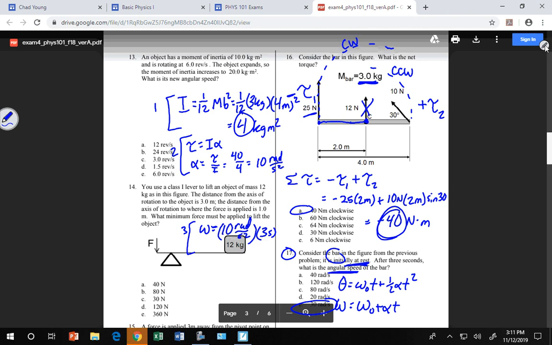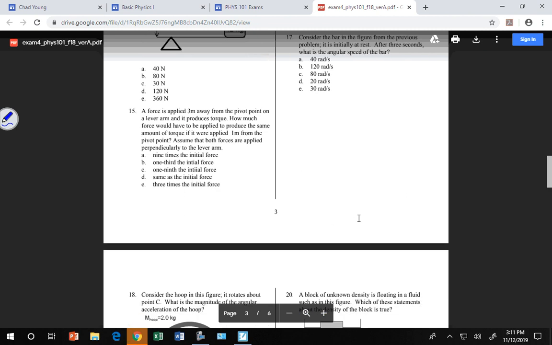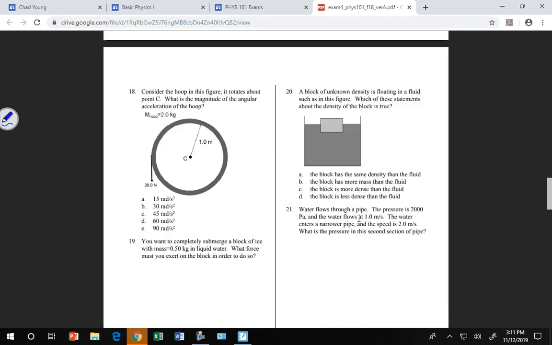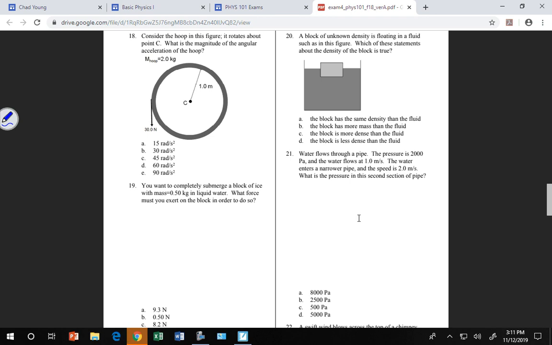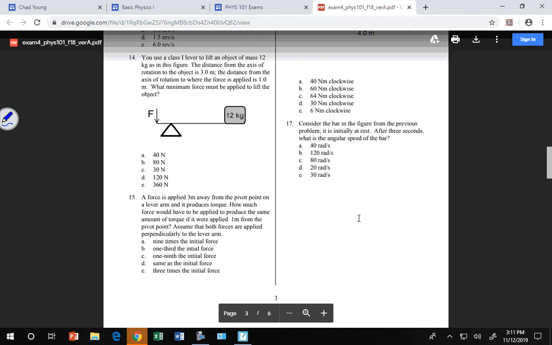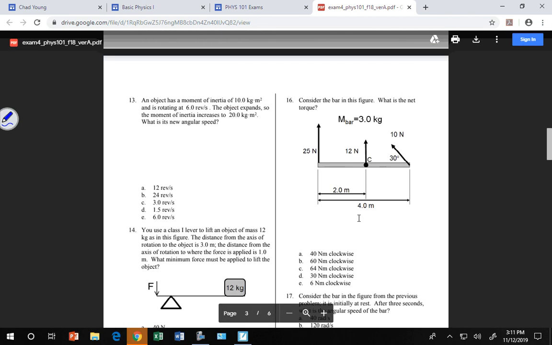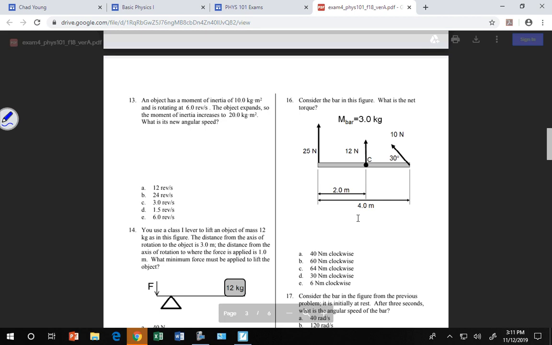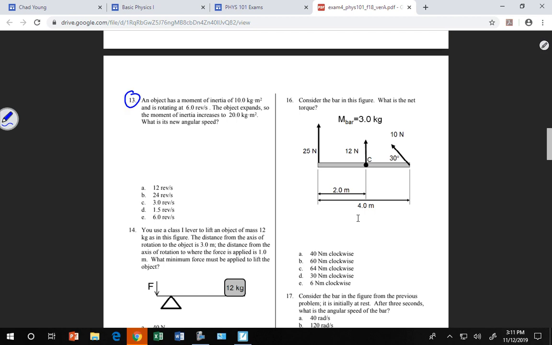Okay? I'm going to clear this. Another thing that you're going to see is an angular momentum problem. Let's see here. Is there a good one? Okay, this one is a good one. Number 13. This is, what was this, fall 18? Yeah, fall 18. Looking at number 13.